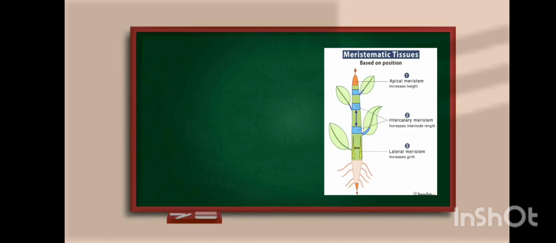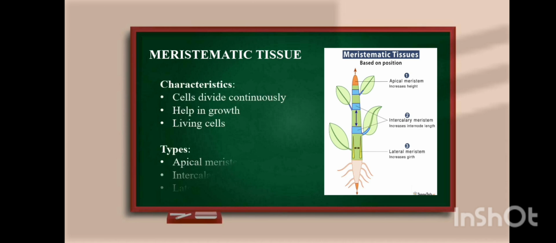The first one is meristematic tissues. What is meristematic tissue? We can first go through the characteristics: the cells divide continuously, it helps in growth, and they are living cells. And what are the types of meristematic tissues? We have three types mainly: apical meristem, intercalary meristem and lateral meristem.